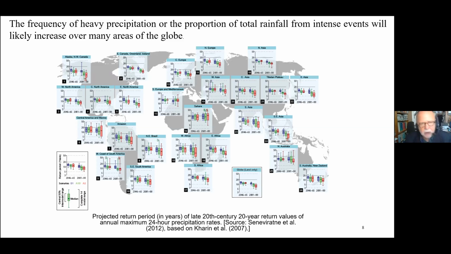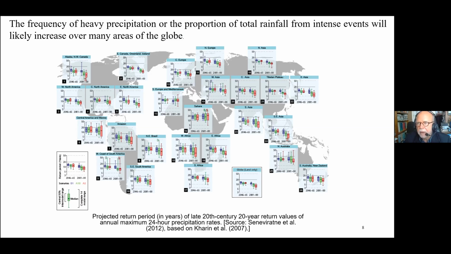You may see that all the box plots, or nearly all parts, color parts of the box plots, are below the level of 20, which means that what used to be a 20-year precipitation, intense precipitation, in the future is likely to be much more common, much more frequent, like 10 instead of 20. And in some places, even more frequent than 10.